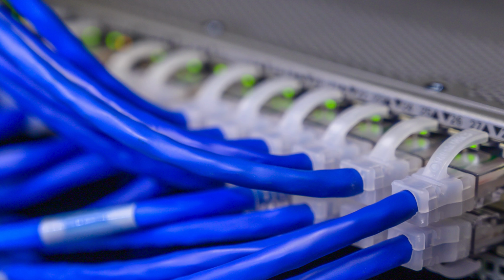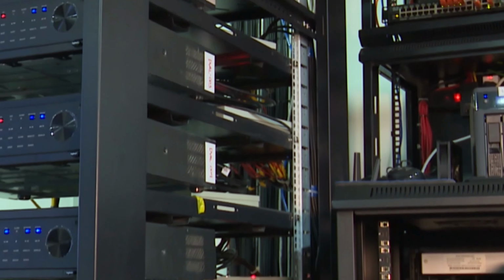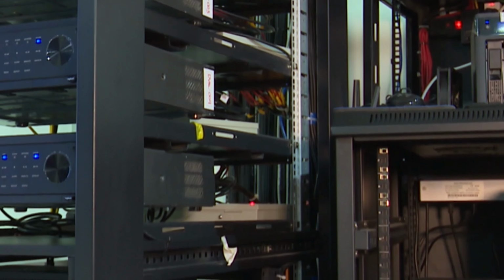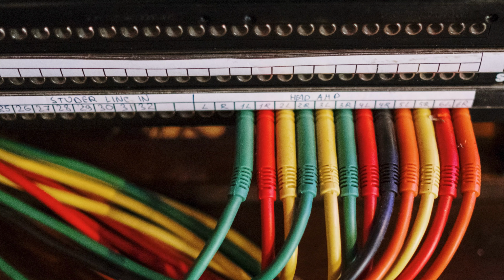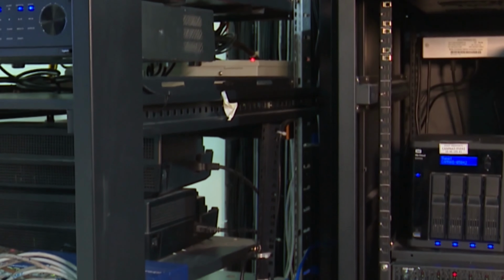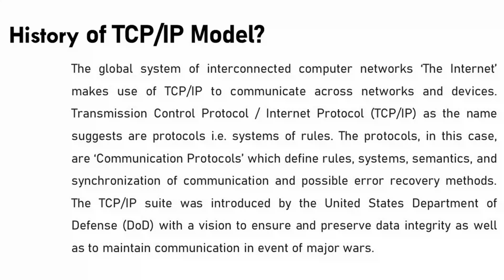Unlike the OSI model, which divides network communication into 7 layers, the TCP/IP model divides it into 4 layers. And this was developed by the US Department of Defense. This is what the TCP/IP model looks like. We have 4 layers.